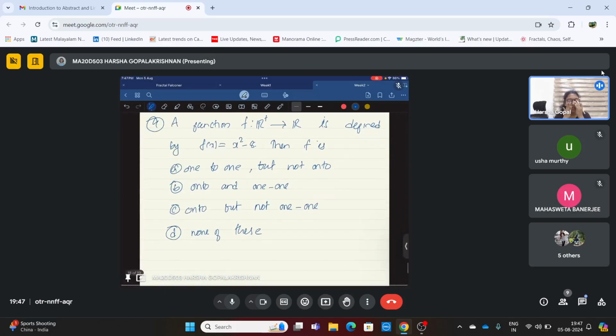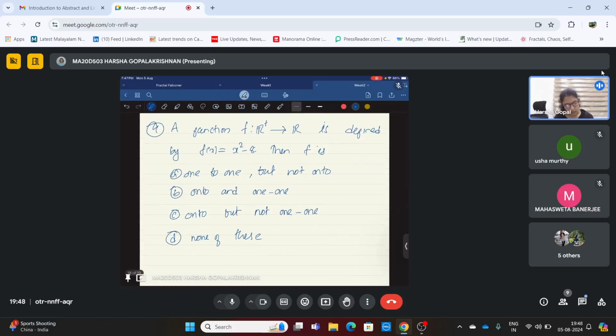Okay. Now the question is on 1-1 and ontoness. A function is defined from R plus to R. Whether this is 1-1 or onto. That is the question.